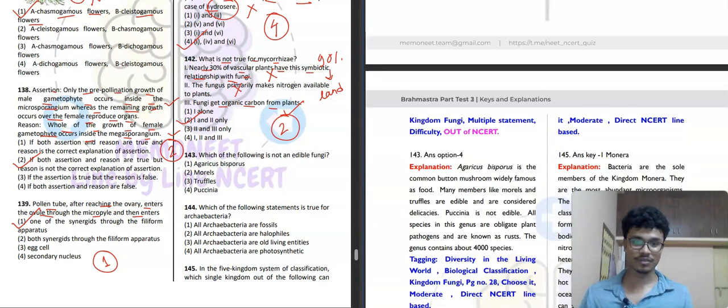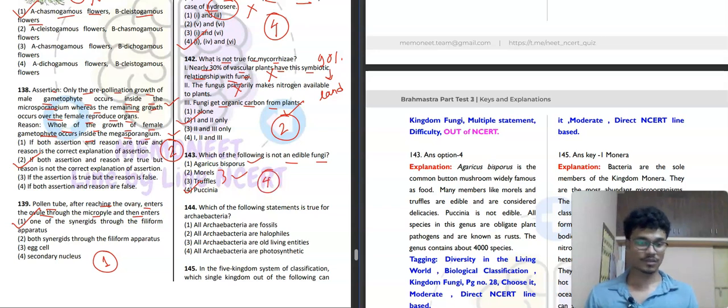Moving towards the next question, 143. Which of the following is not an edible fungi? Agaricus bisporus, morels, truffles, or puccinia. Agaricus bisporus is the common button mushroom, widely famous as food. Then morels and truffles are also consumed as food delicacies. And the last one, puccinia, is not an edible fungi. So your fourth option will be our correct answer.